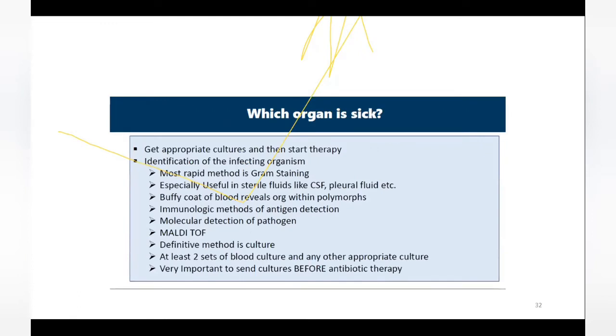Identification of the infective organisms can be done from rapid methods like gram stain, especially in sterile fluid like CSF, pleural fluid, and others. Then also we can get an idea of the infective status from the buffy coat of the blood, which reveals organisms within polymorphs. From that, we can get to know whether the patient is highly infectious. Then immunological methods like antigen detection can help us to identify patients with infections.